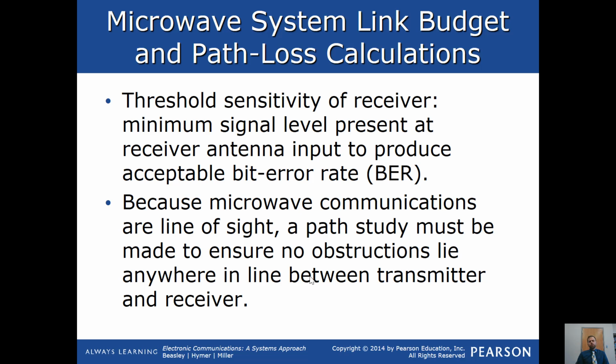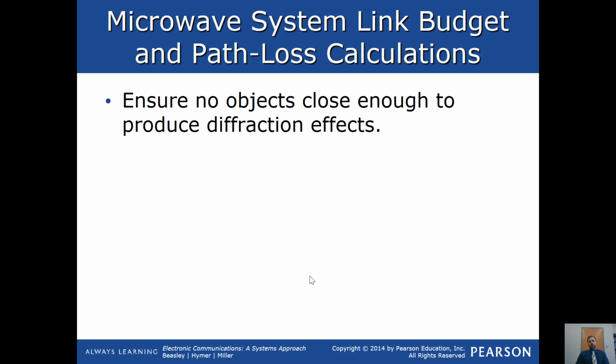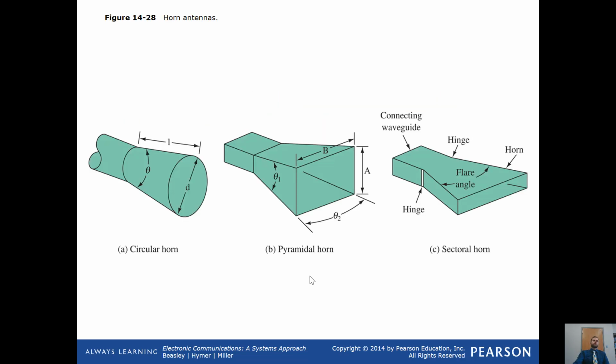And because microwave communications are typically line of sight, meaning the transmitter and receiver have a direct path between them, in terms of they can see each other, a path study must be made to ensure that no obstructions lie anywhere in between the transmitter and receiver, like a building or a forest or a set of trees or something of that nature. And you must ensure that no objects are close enough to produce diffraction effects as well.